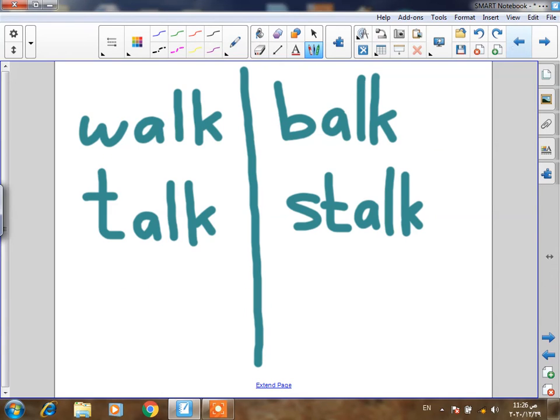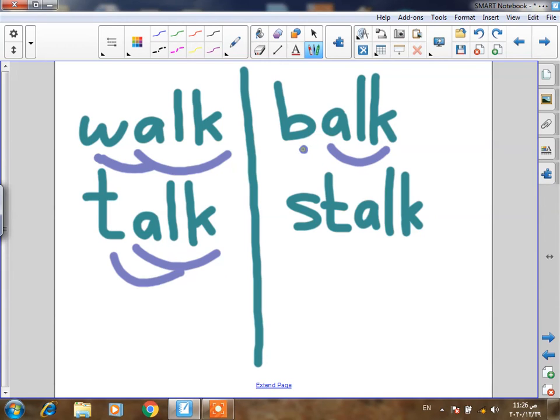What are these? Oak. Oak together or walk. What are these? Oak. What sound is it? T. Oak together or talk. What are these? Oak. P. Oak together or folk. What are these? Oak. What sound is it? T. Stoke.